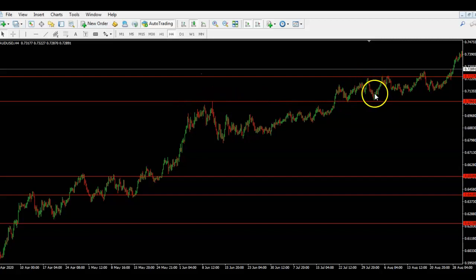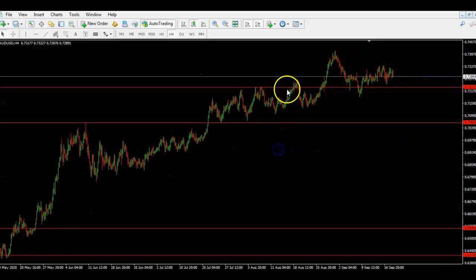Retest, we buy, retest, we buy. And now it's breaking. It broke this high. We're waiting for the retest, and this is an area. So we bought right here.